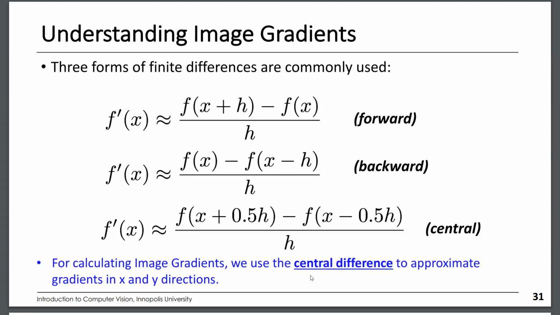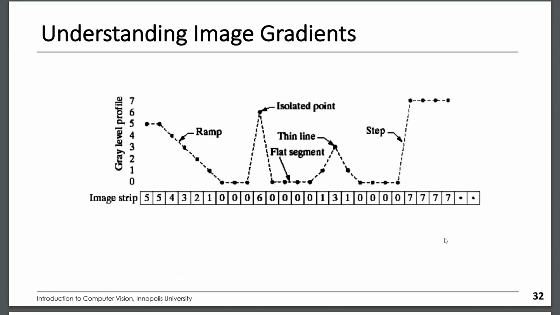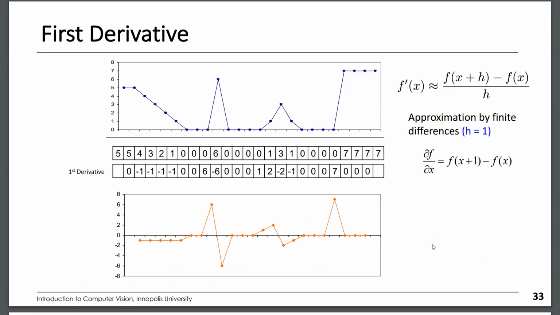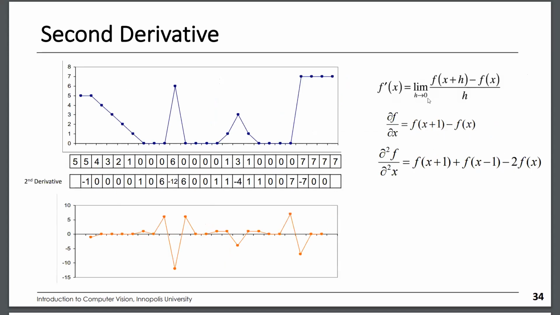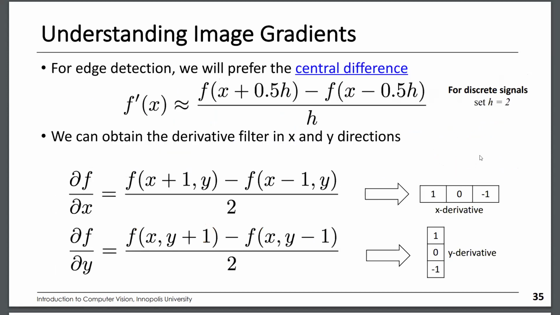So for calculating image gradients, we use the central difference to approximate the gradients in the x and y direction. I think we could stop right here, but just so we can see what things look like. So this is the function, this is how it looks, and this is how we calculate its first derivative, an approximation by finite differences. This is the first function. This is how we do it for the second derivative.